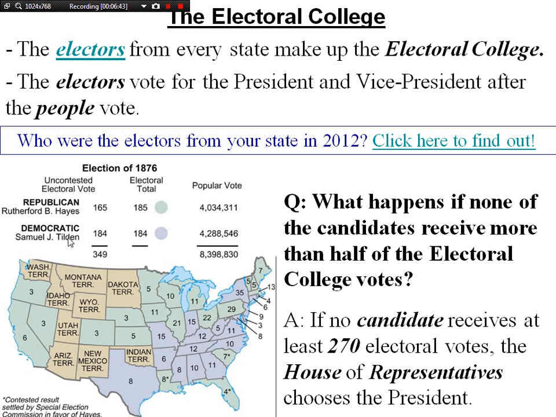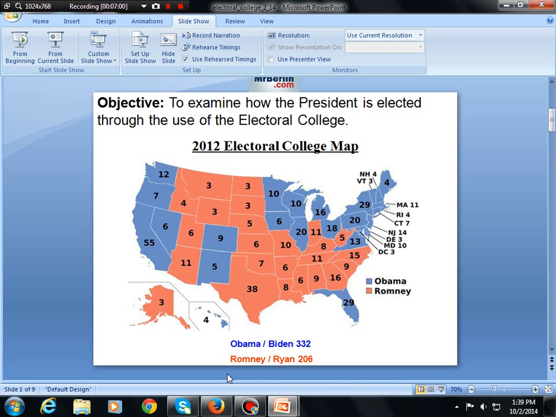Same thing happens in the election of 2000 when Florida's votes are up for grabs and they're having to do a bunch of recounts. And even though President Bush did lose the popular vote to Al Gore, he ended up getting the election, even though that went to the Supreme Court. Okay, so that's how we pick the president.